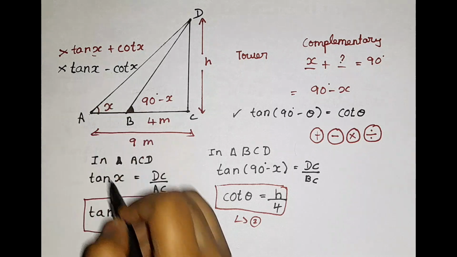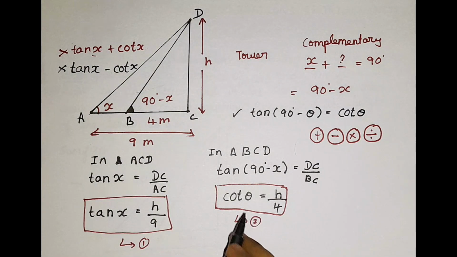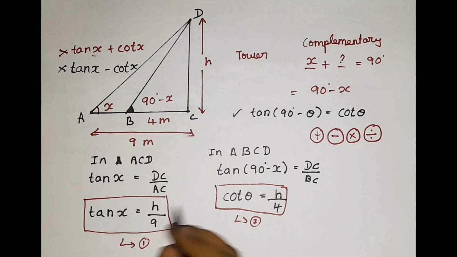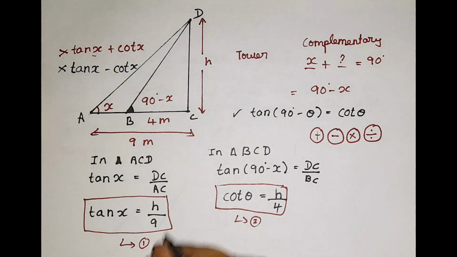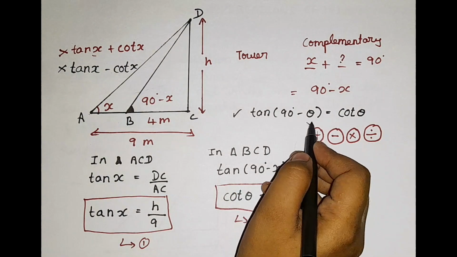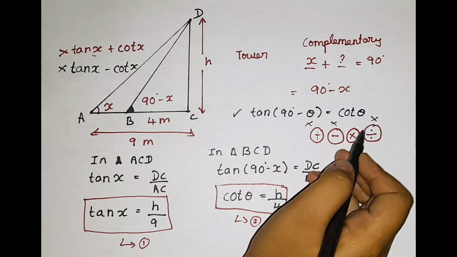Division also. If in these both equations I divide them, then we are supposed to cancel the h and h, isn't it? But actually we are supposed to prove that the height of the tower is 6 meter, isn't it? So if we just cancel the height, then there is no use of solving this question. So we can't use addition, we can't use subtraction, we can't use division.